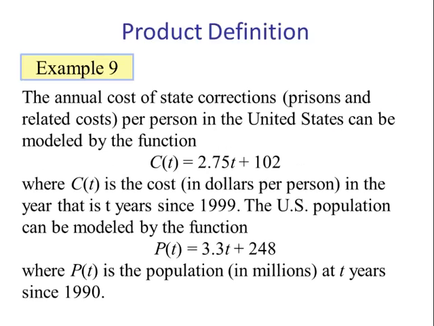Lesson objective. Example 9. The annual cost of state corrections, prisons, and related costs per person in the United States can be modeled by the function C of t equals 2.75 t plus 102, where C of t is the cost measured in dollars per person in the year that is t years since 1999. The U.S. population can be modeled by the function P of t equals 3.3 t plus 248, where P of t is the population measured in millions at t years since 1990.